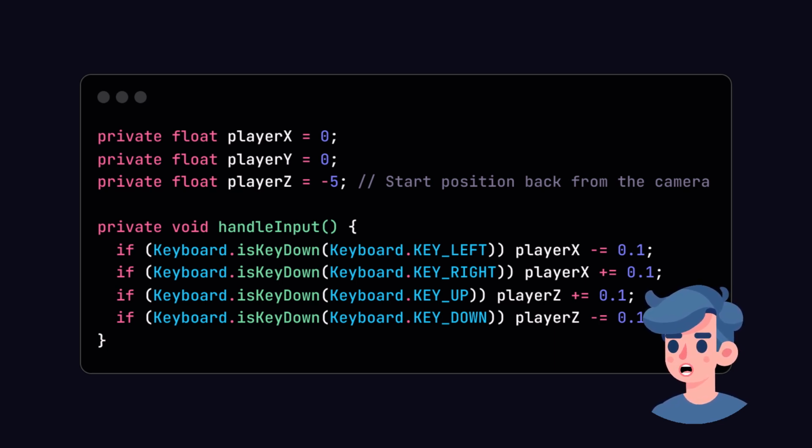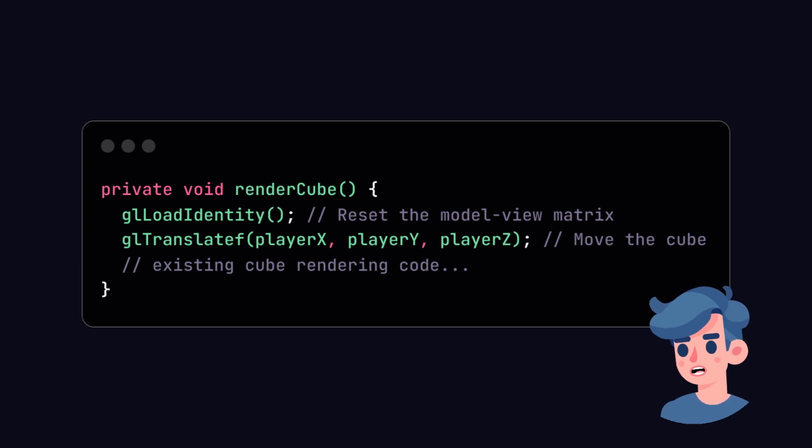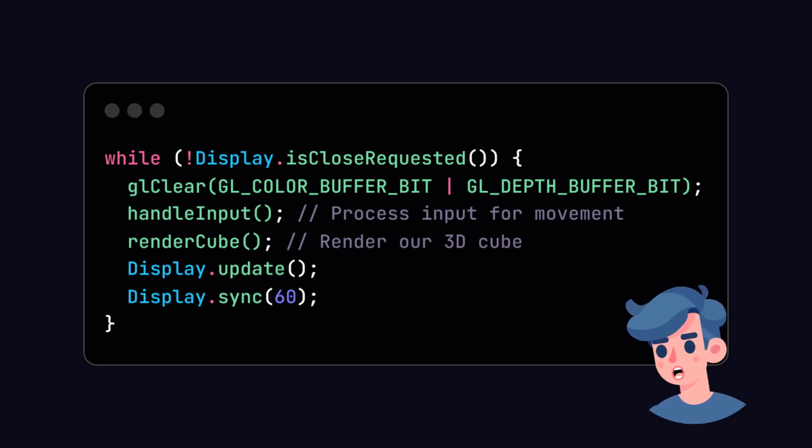We will store the player's position and update it based on the input. We also need to update the camera position to follow the player's movement. Adjust the renderCube method to reflect the player's new position. Call the handleInput method in your game loop before rendering the cube. Your updated loop should look like this.